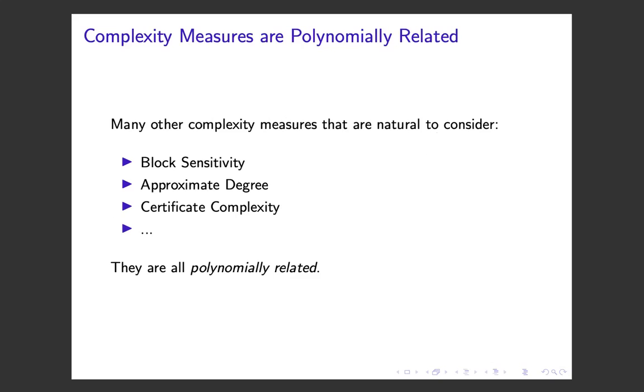There are many other complexity measures, and we won't see but a small fraction of them in this talk. All of the natural ones that folks study in the analysis of Boolean functions tend to be polynomially related to one another. Huang's recent sensitivity result showed that sensitivity joined many of these other complexity measures in sharing this polynomial relation.